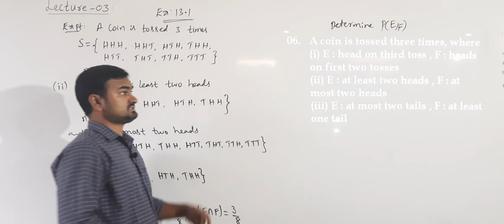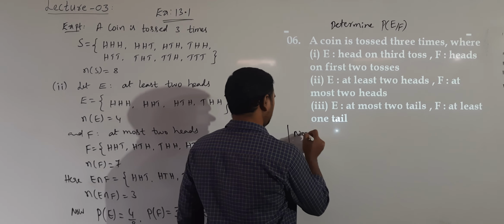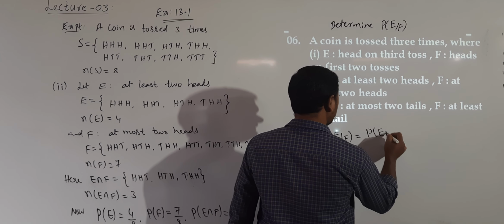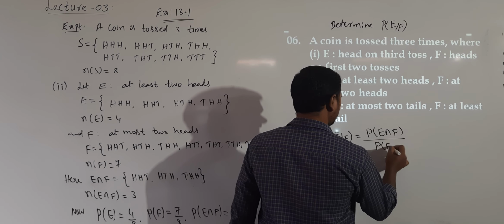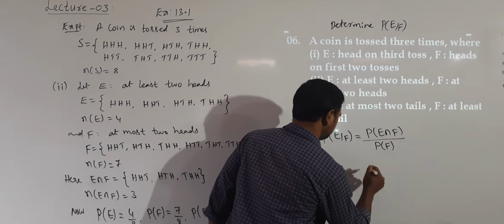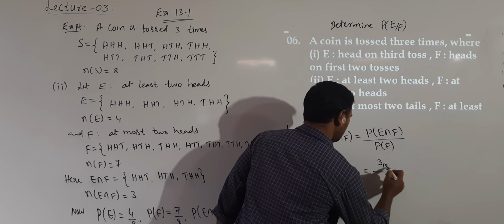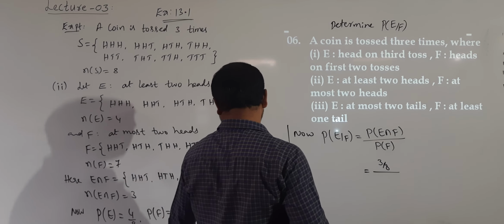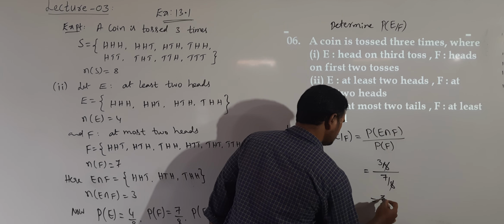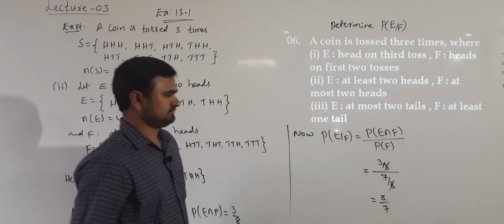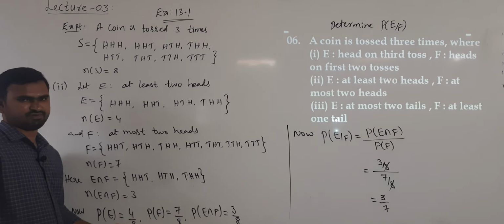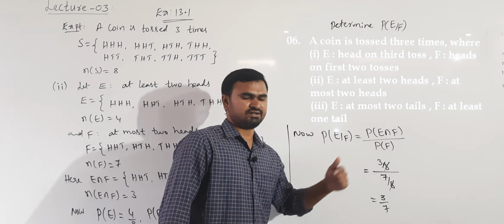Once we know all these probabilities, now what do we require? We require the probability of E given F, which can be written as P of E intersection F divided by P of F. Numerator P of E intersection F is 3 by 8, divided by P of F is 7 by 8. So the 8 will get cancelled. Answer 3 by 7. Okay. So whatever be the denominator, it will get cancelled. So that's why no need to simplify here. At the end we can cancel the terms and write the answer.